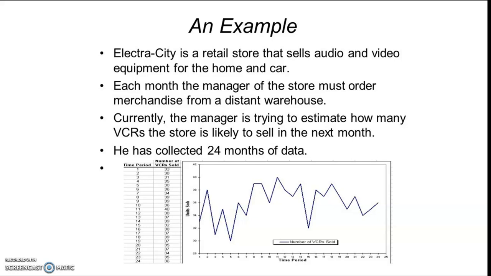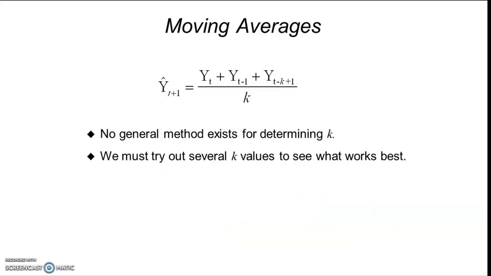There is Electricity, which is a retail store that sells audio and video equipment for the home and car. Each month the manager of the store must order merchandise from a distant warehouse, and say for example currently the manager is trying to estimate how many VCRs the store is likely to sell in the next month. So he has collected 24 months of data, and here is the plot of the time series data.